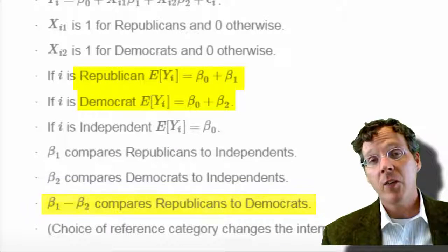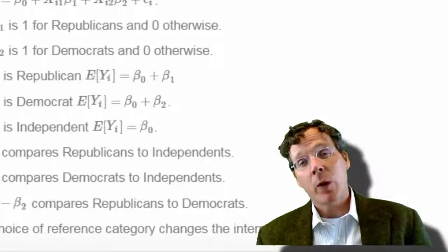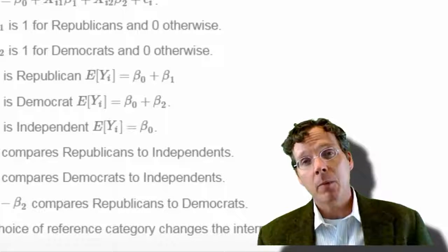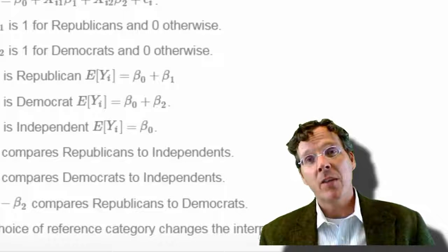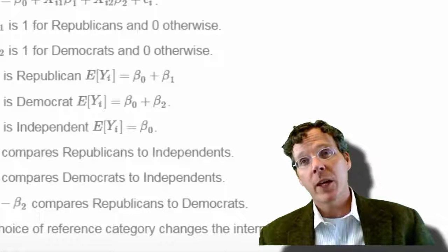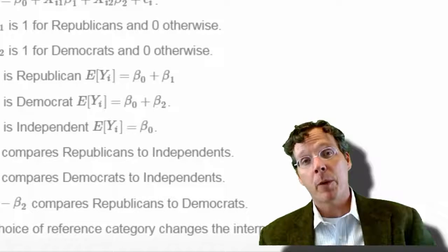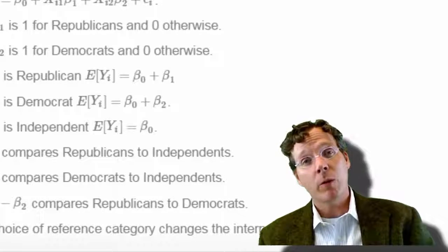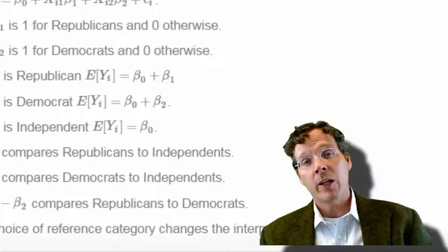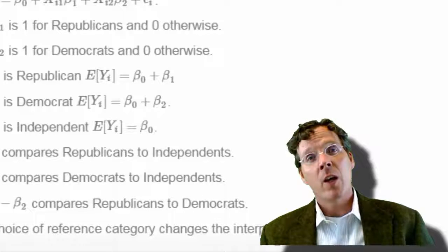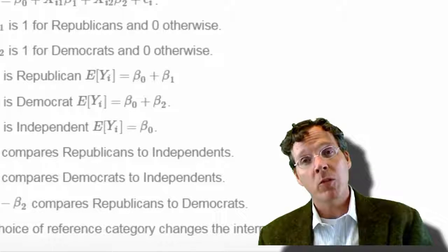So what happens is by omitting the regression variable for the independents, the intercept becomes the value for the independents, and all of the other coefficients are interpreted relative to independents. The beta 1 effect, the one in front of the Republican covariate, is now interpreted as the change between Republicans and independents. The beta 2, the one in front of the Democrat covariate, is now interpreted as the change between Democrats and independents. And this was all a consequence of having omitted the one regressor for independents.